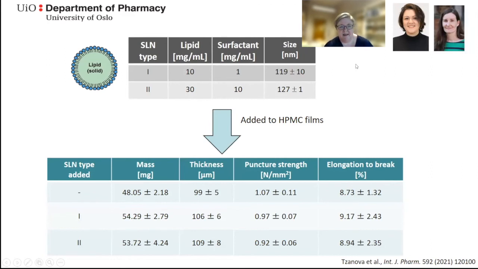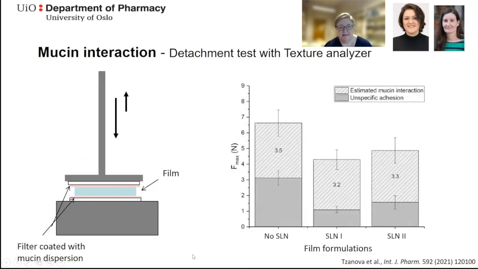coumarin, and they were loaded into HPMC films, and the films were a little bit thicker and a little bit heavier with particles than without, though not to a significant level. And they also didn't influence much on the mechanical properties or the elasticity. So particles in the film seem to work quite nicely.